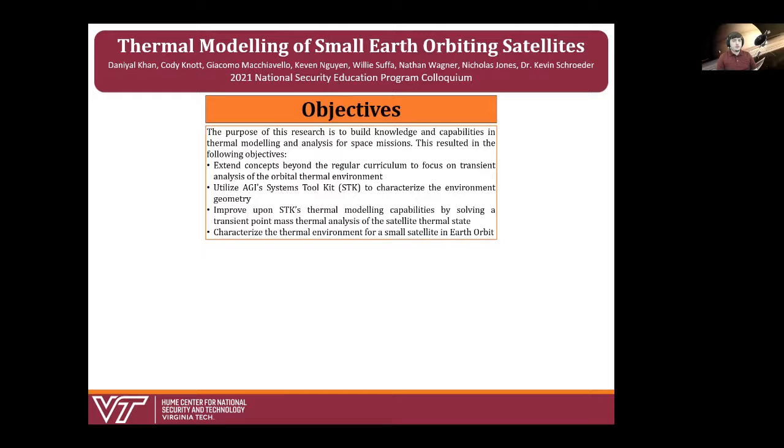The purpose of this research is to extend concepts beyond the standard curriculum to develop tools to conduct transient thermal analysis on spacecraft. This will involve extracting problem geometry from STK and solving a transient point mass thermal analysis for a satellite. But first, we must define the thermal environment through parametric studies of different heat loads and design factors.